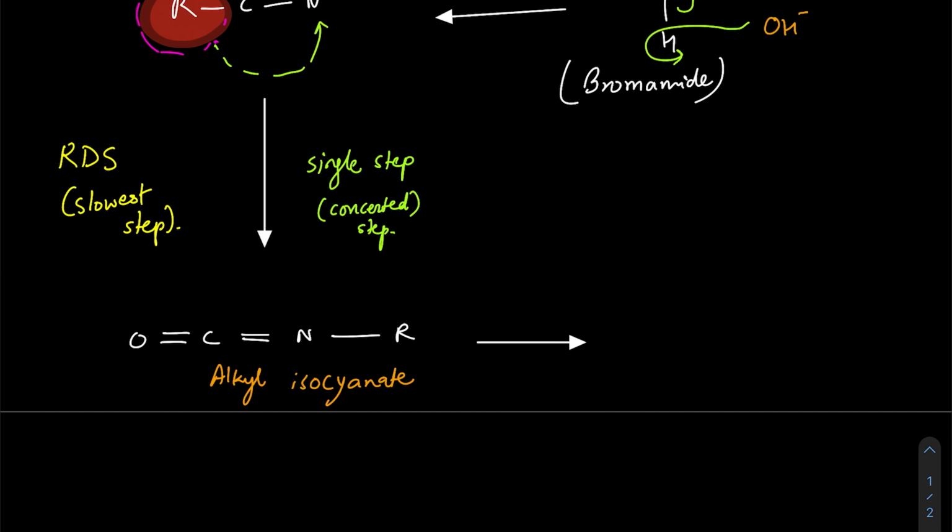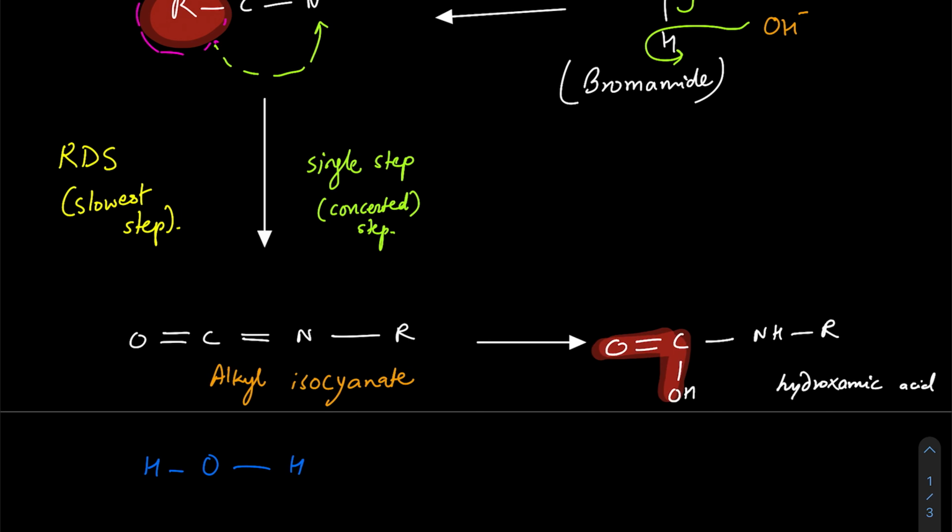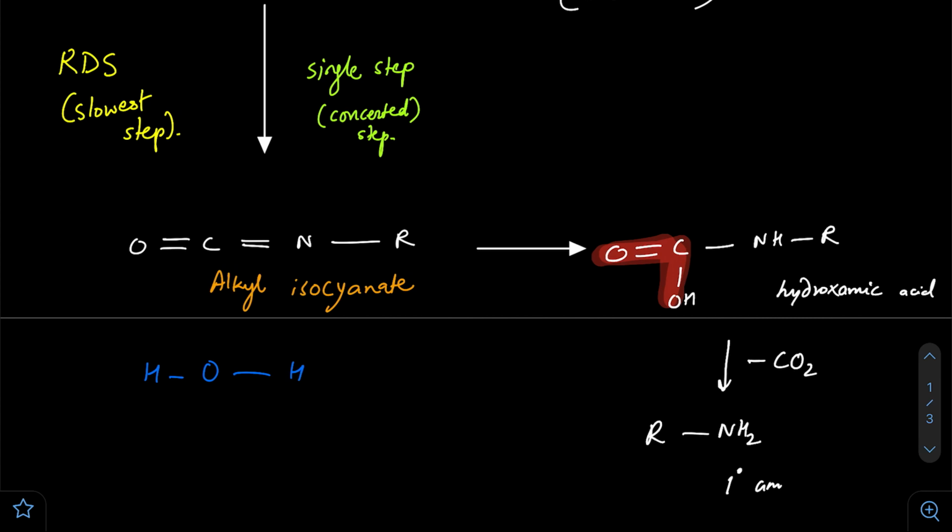Now this alkyl isocyanate is going to get attacked by a water molecule. Carbon being very much electrophilic, it tends to get attracted to the lone pair of oxygen of water, and this N will attract the H, eventually giving us the compound. This compound is called hydroxamic acid. Eventually, this hydroxamic acid loses its carbon dioxide, and after loss of CO2, we are going to get RNH2, which is the final product of this reaction, which is a primary amine.